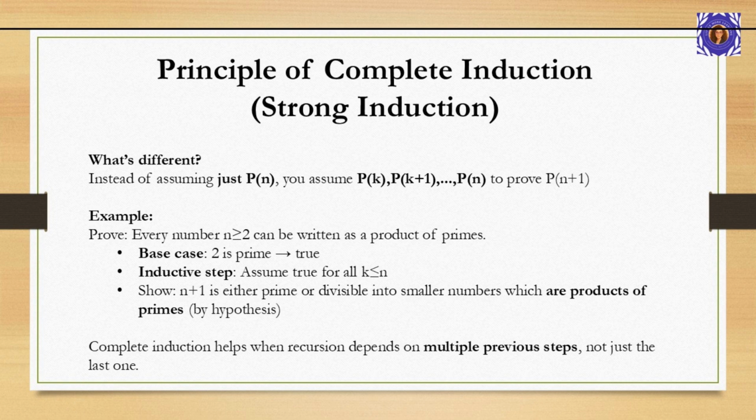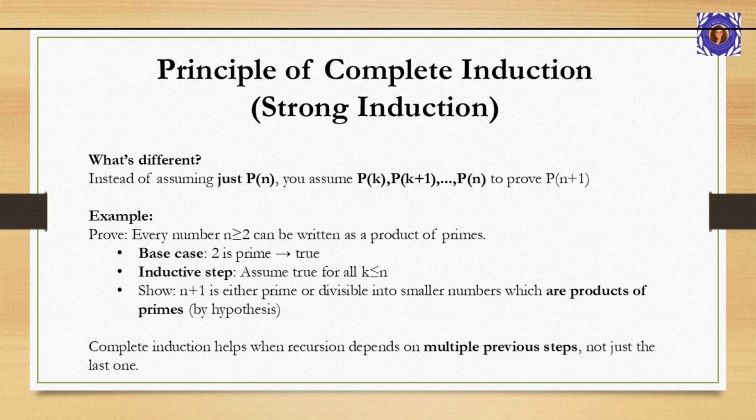So the base case n equals 2 is itself prime, so it's trivially a product of primes, just itself. Inductive hypothesis: assume that all integers k up to n can be written as a product of primes. Then we have the inductive step. Consider n plus 1. Either n plus 1 is prime or it's composite. If n plus 1 is prime, then we are done. It's already a product of primes itself.